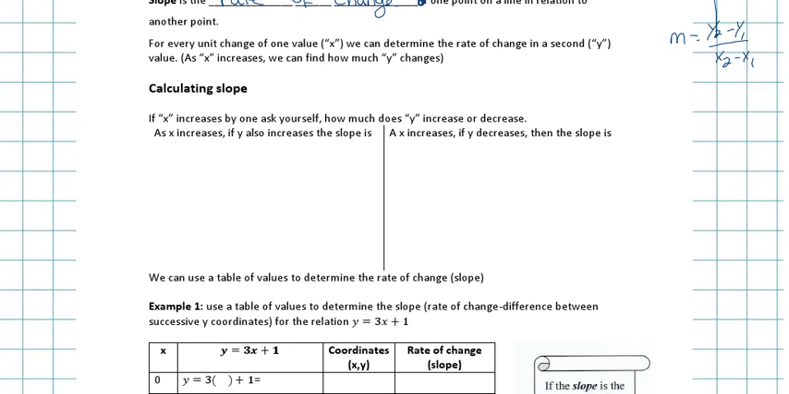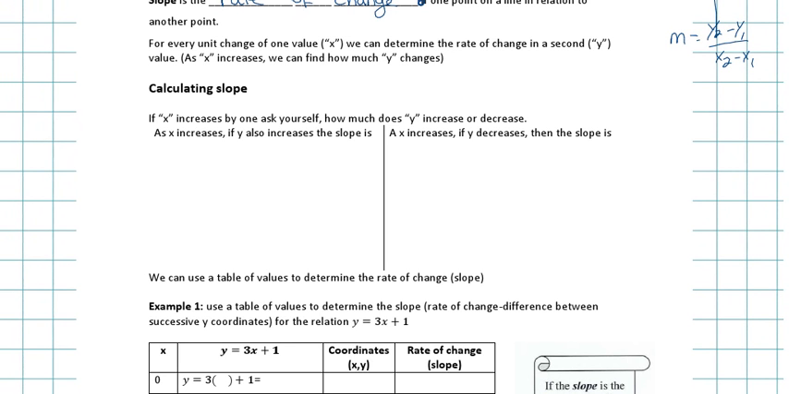When you're calculating the slope, if x increases by 1, ask yourself how much y increases or decreases. Okay? Again, there is a formula. We have two formulas, we're going to use them. You don't need to think a lot about it. Just find 2 points, plug them in, find the slope, or do rise over run.